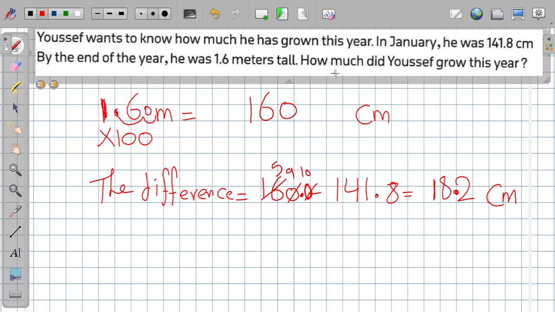So how much did Yusuf grow this year? It will be 18.2 centimeters. Okay. And with this, we have finished our video today, in which we solved some multi-step word problems on the metric system of units.